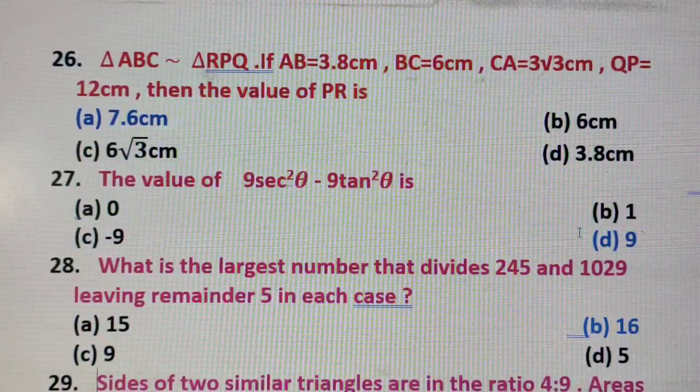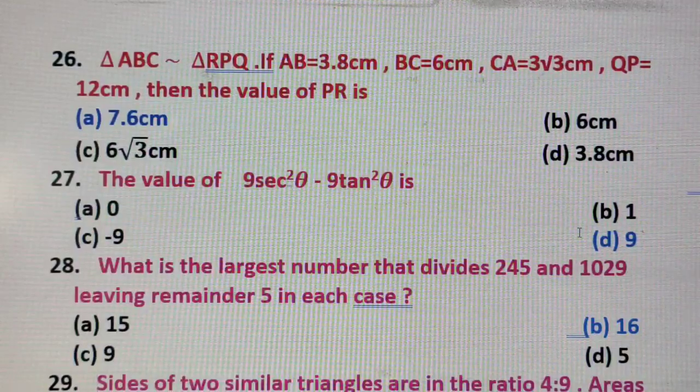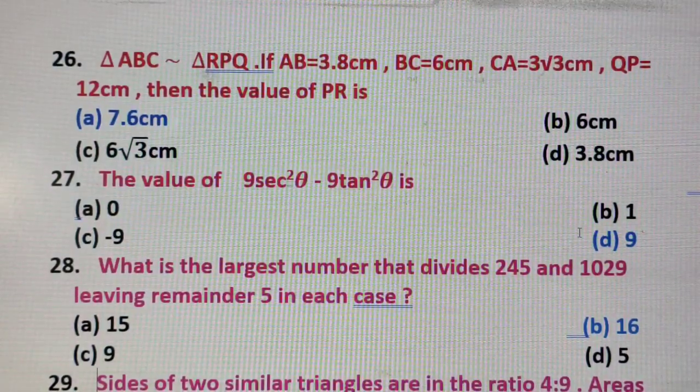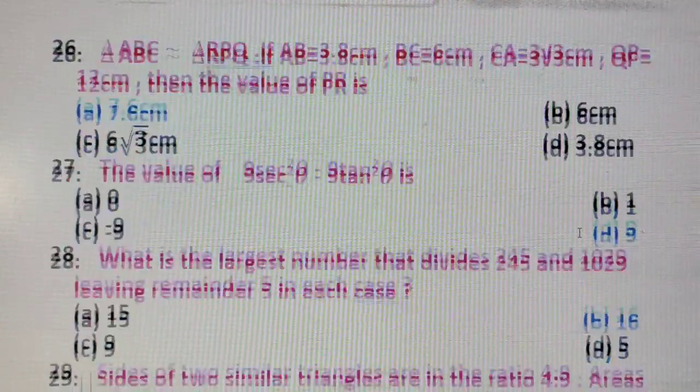What is the largest number that divides 245 and 1029, leaving remainder 5 in each case? Here, if we subtract 5 from 245 and 1029, we get 240 and 1024. If we find the HCF, the answer is 16.